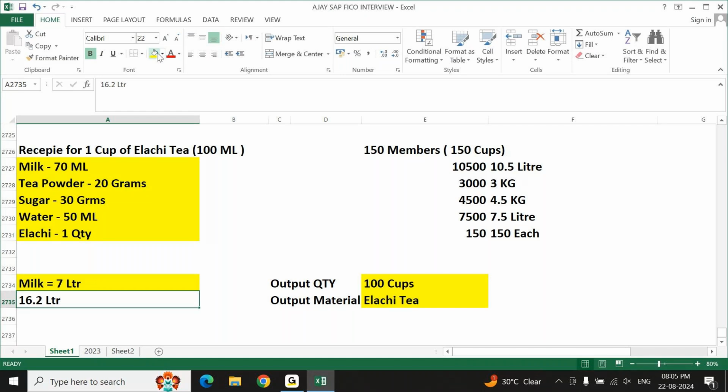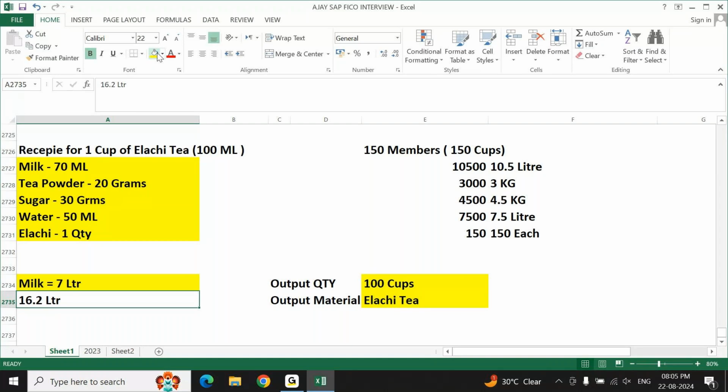All these things are automatically taken care of by the system with the help of the PP module. They say that availability control or MRP, material requirement planning, different functionalities are there. Based on those functionalities, all these things are taken care of.